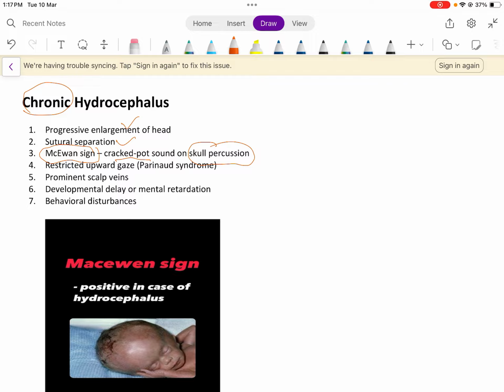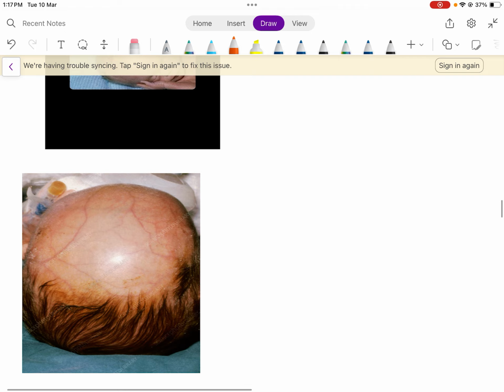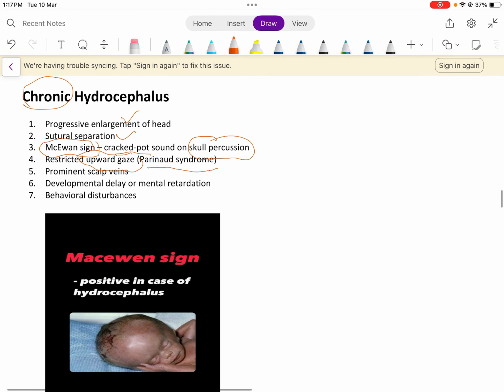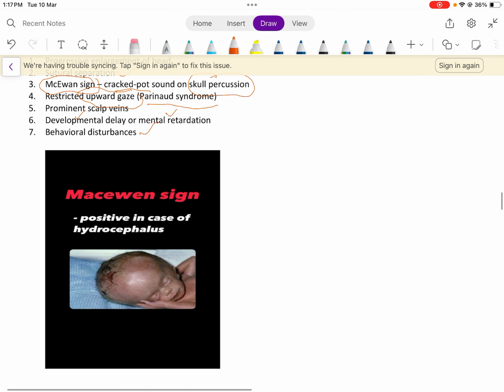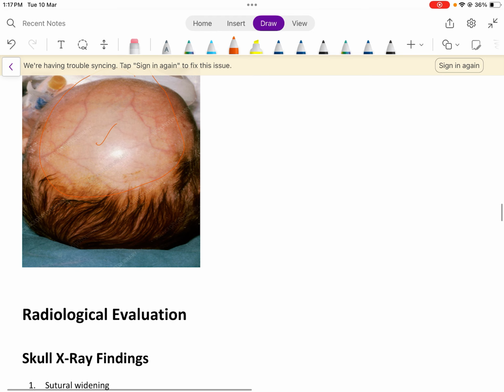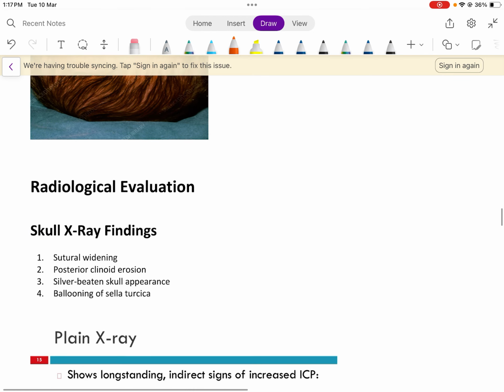You get an upward gaze, an eye movement, which is known as Parinaud syndrome. The scalp veins will be prominent. You see the prominent scalp veins. All of these are going to affect the development of the child: developmental delay, mental retardation, the IQ is also affected, and you get behavioral disturbances. So Macewen's sign, prominent scalp veins.